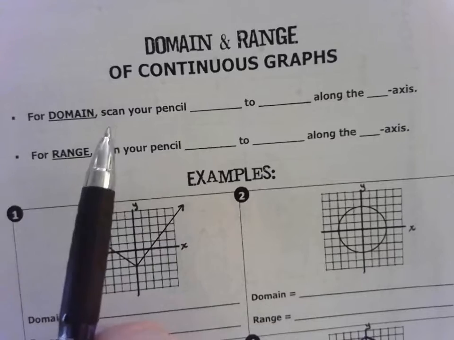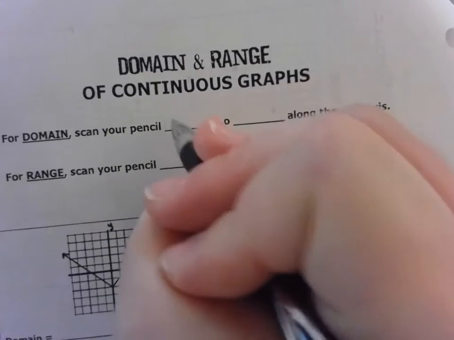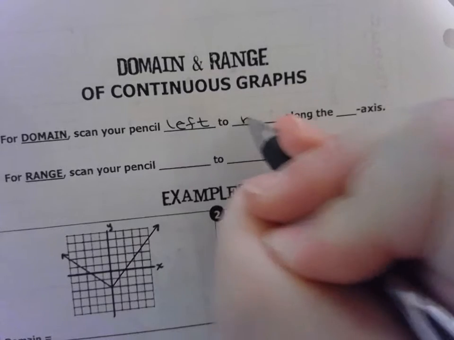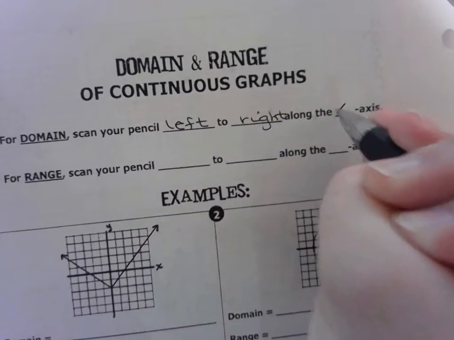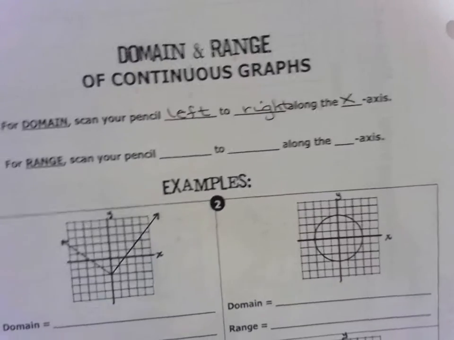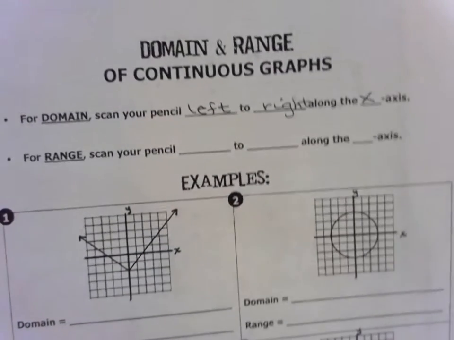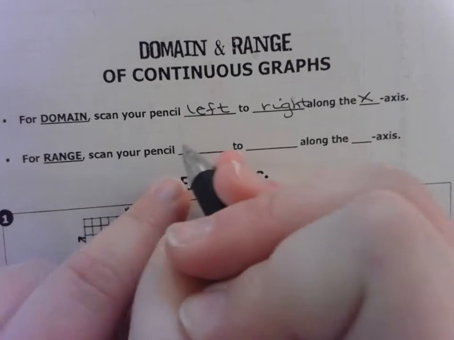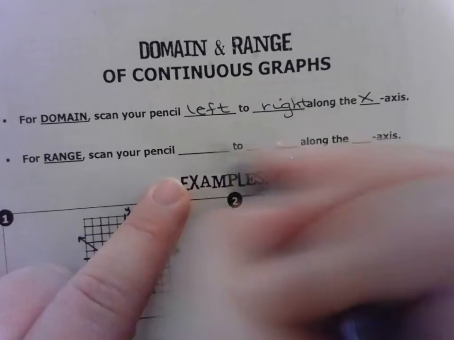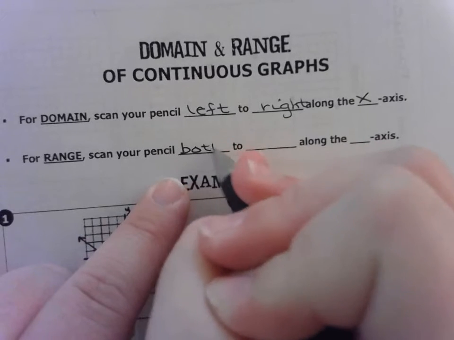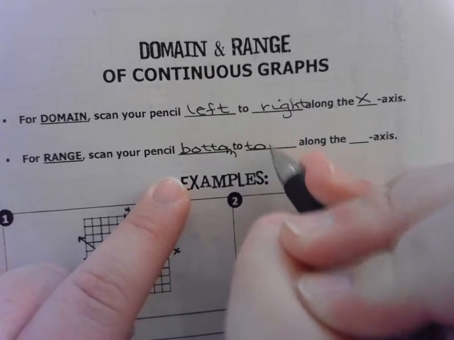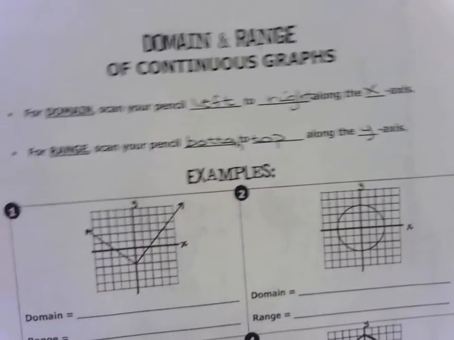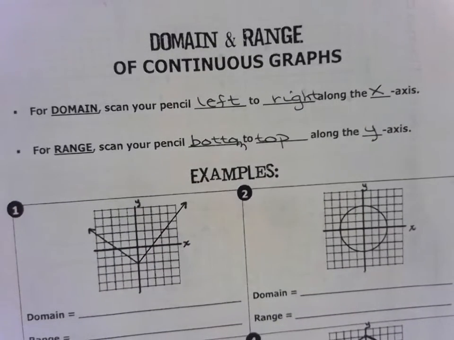But for the domain, we are going to scan the pencil left to right along the x-axis. So remember, domain is the x-axis, the x value. So to find the domain, I go from left to right. For the range is my y value. So I go from bottom to top along the y-axis. This will make more sense once we look at this. There's not really any work involved. You just have to know how to write it.